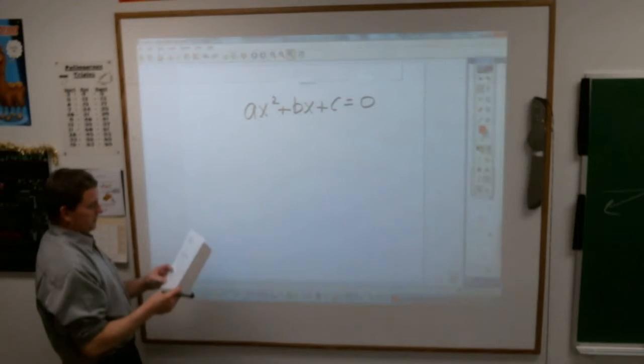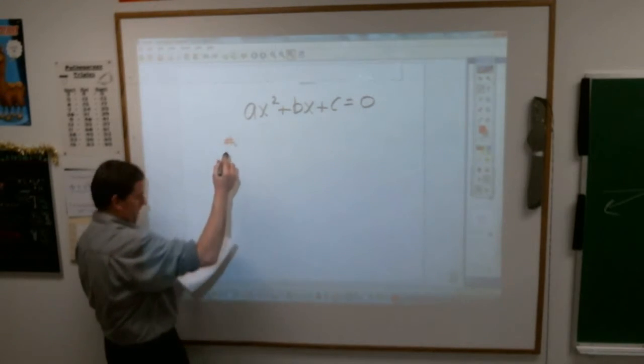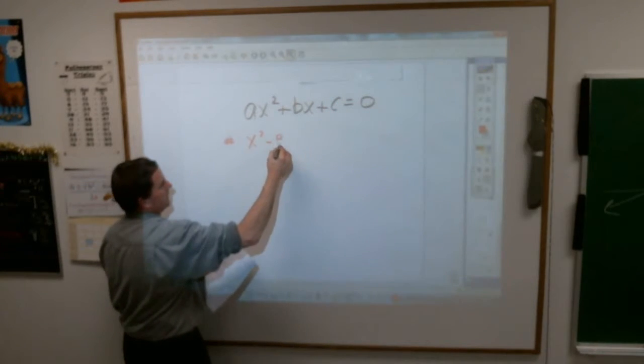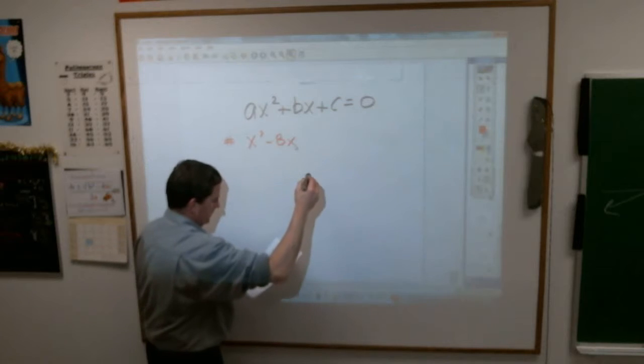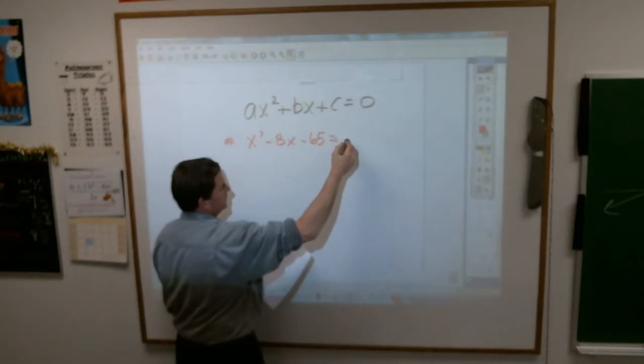Let's do problem number 7. Number 7 from yesterday looked like this. So write this down: x squared minus 8x minus 65 equals 0.